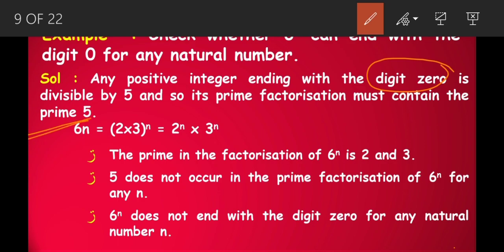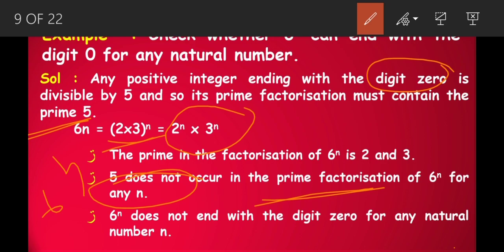There should be a prime factor 5 in its expansion. But 6 power n, if we expand it, what are we having? 2 power n, 3 power n. There is no 5. Means 5 does not occur in the prime factorization of 6 power n. So it does not end with digit 0.